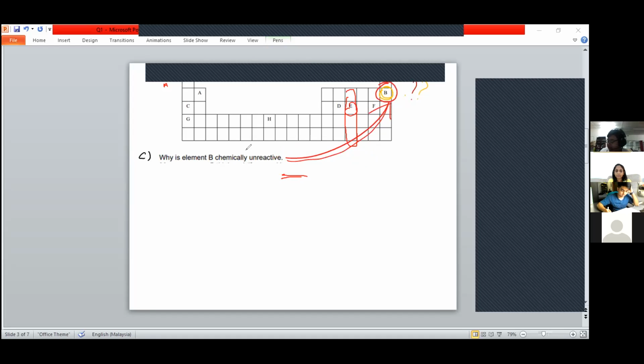So since it's noble gases, it has 8 valence electrons. So it has already achieved stable octet electron arrangement. So when you want to write your answer, you write element B has achieved stable octet electron arrangement.